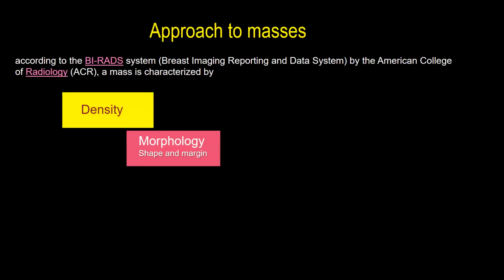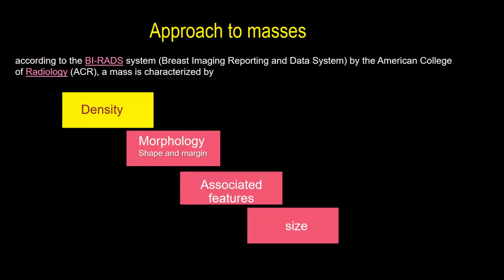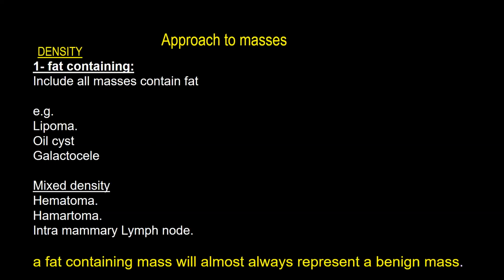or the systemic approach to evaluate the mass is density, morphology including margins and shape, associated features, then the size and locations. Okay, this is a descriptor of the mass. So I prefer to start with the density. For me, I start my lecture with the density because the mass is either a fat contained mass or a radio-opaque mass.